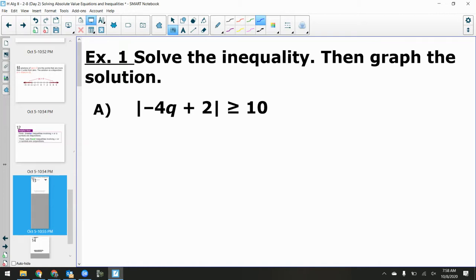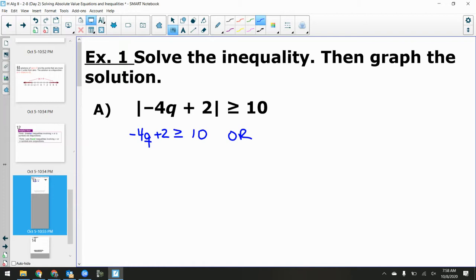Now I can decide what type of problem I have. Do I have an or? Do I have an and? What's the symbol? Great or. So this is actually an or problem. Now, how do we come up with our two solutions then? We talked about equations: you just take the positive and the negative, and done. Kind of the same thing, but you have to be very careful about how you come up with your second solution. The first one is as is.